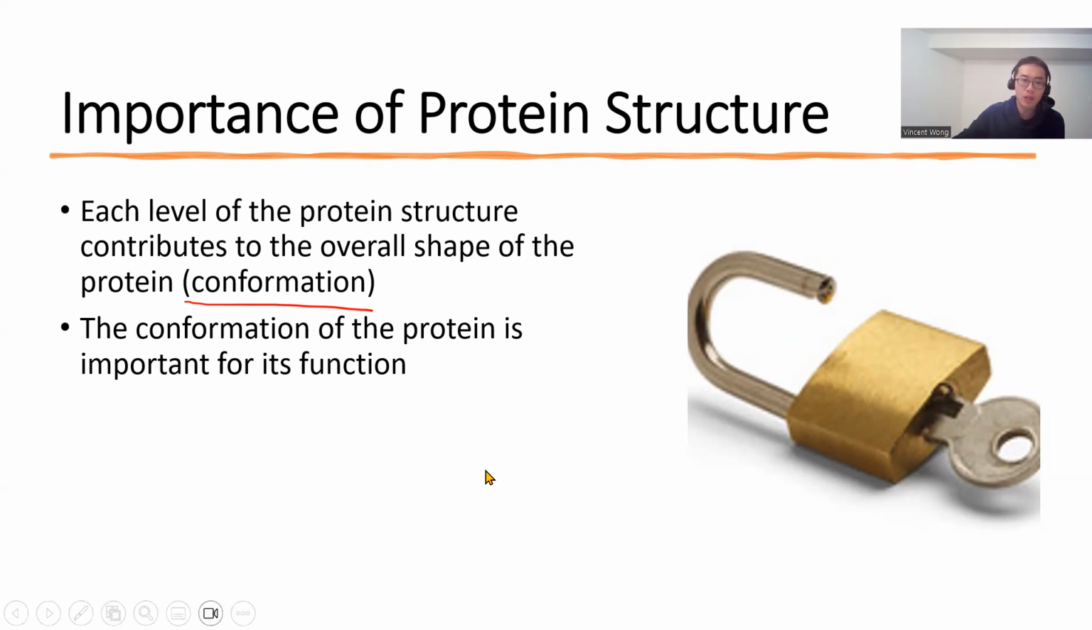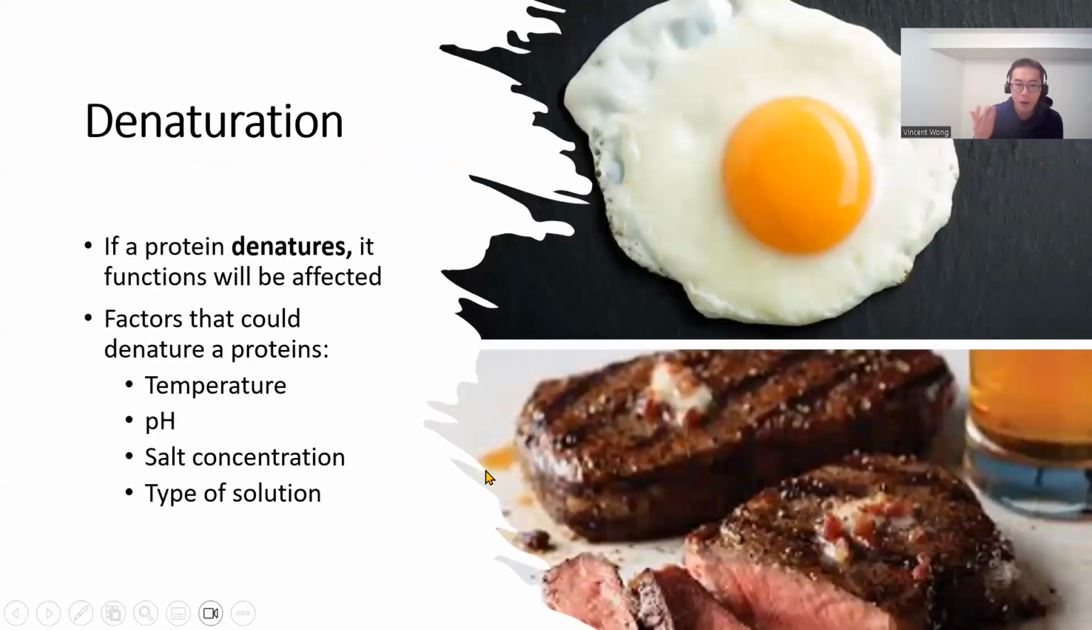When you change the shape of the protein, when you break down the protein structure, we say it is denatured. Okay, denaturation. And there are different factors that could denature a protein. Temperature, for example. If you think about cooking an egg, where are the proteins in an egg? Is it in the yolk, or is it in the white? Yeah, in the white, exactly.